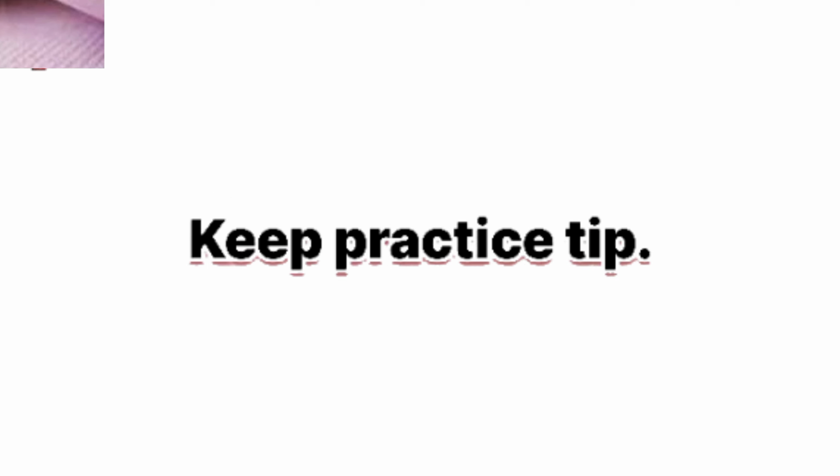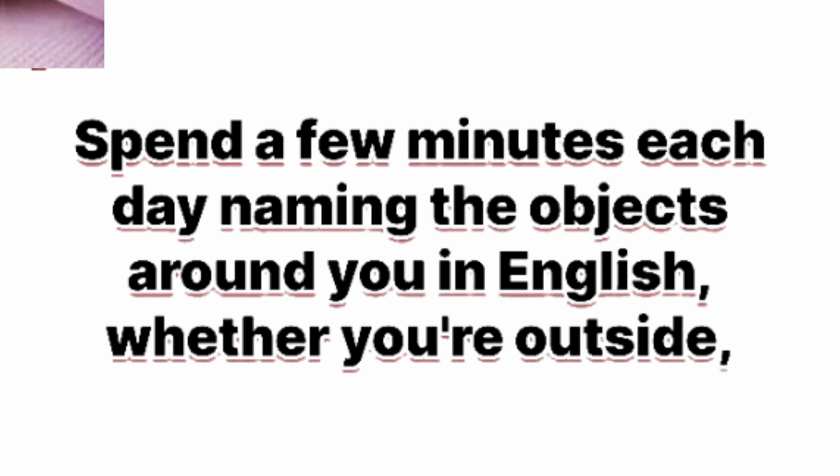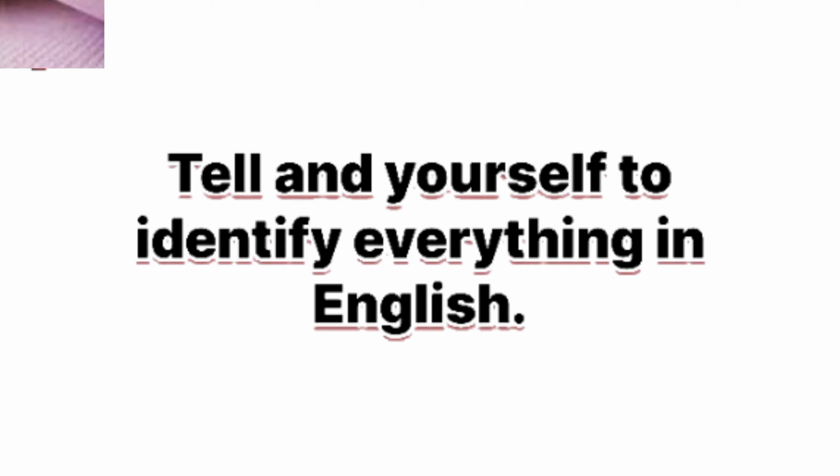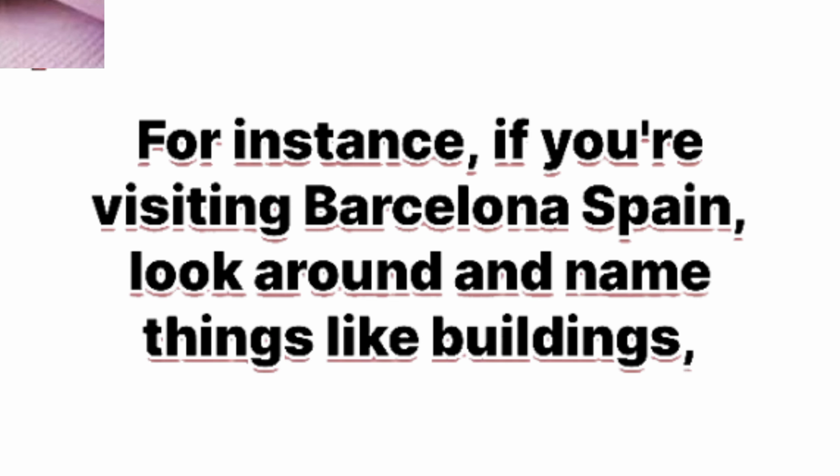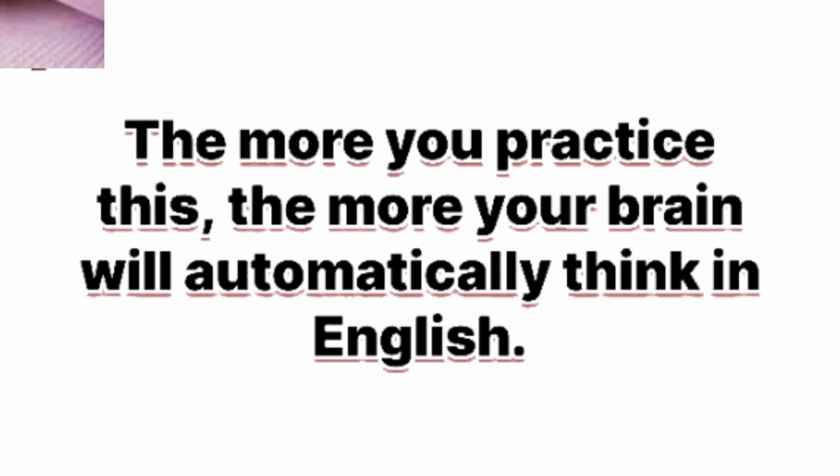Key practice tip. Spend a few minutes each day naming the objects around you in English. Whether you're outside, at home, or even traveling, challenge yourself to identify everything in English. For instance, if you're visiting Barcelona, Spain, look around and name things like buildings, bicycles, cafes, and tourists. The more you practice this, the more your brain will automatically think in English.